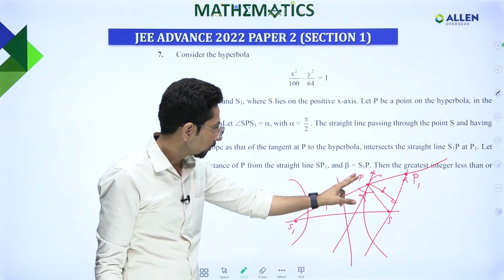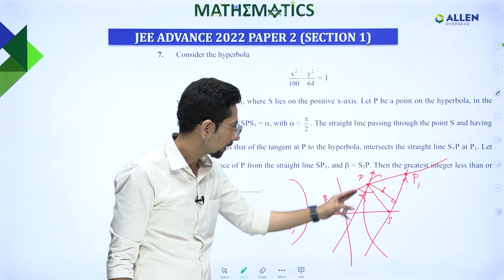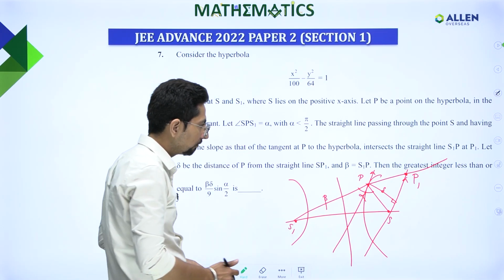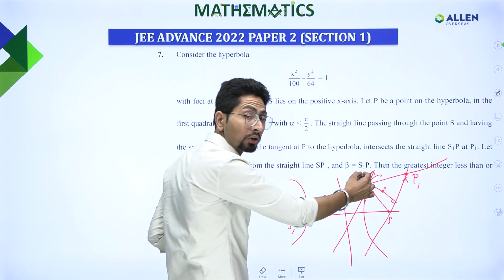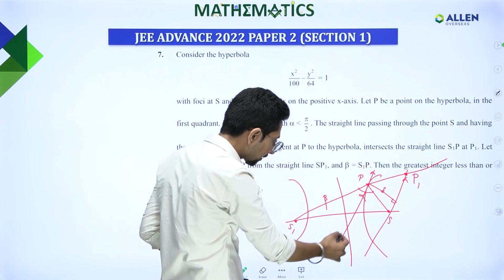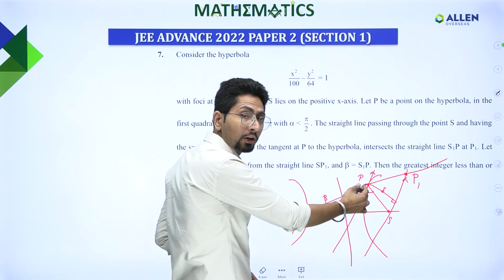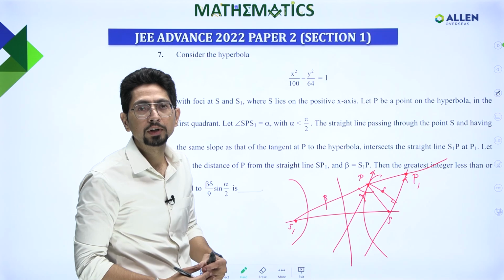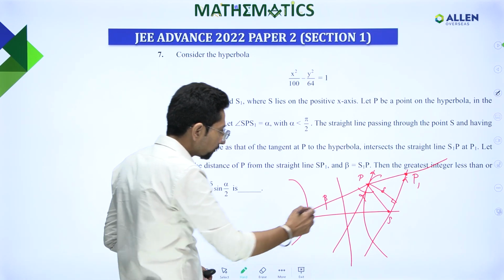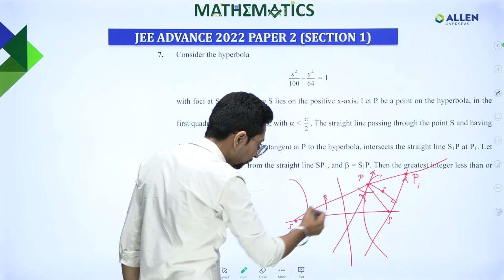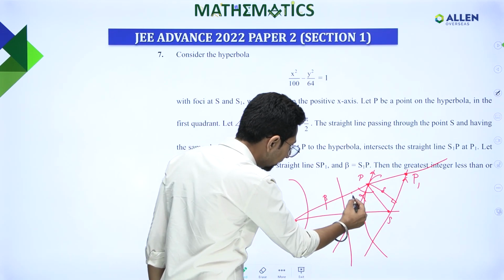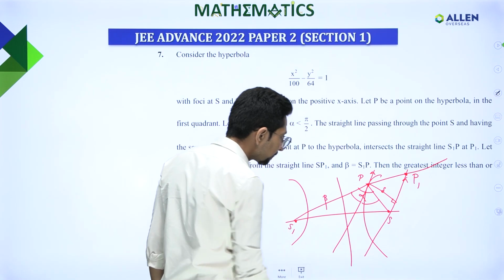Now, first of all, these two lines are parallel, right? So what you have to consider is, we can apply, if you remember, the reflection property, that any tangent at any point to the hyperbola is the angle bisector of the focal distances of that point. S1P and SP are being bisected by this tangent. So these two angles will be equal, right? These both are alpha by 2.